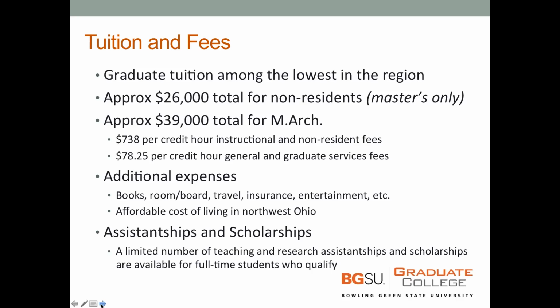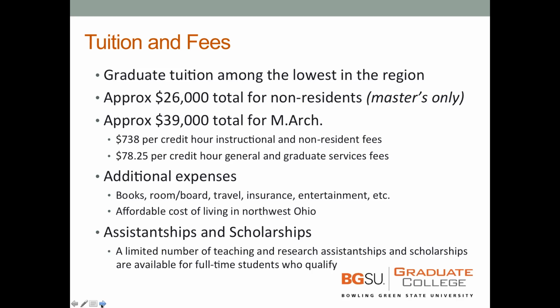For the master's programs, all except for the Master of Architecture, because there's more credit hours required for the Master of Architecture, you would complete the degree for a total cost of about $26,000 US. And for the Master of Architecture, that number would be about $39,000 US. And you can see the breakdown there for per credit hour, instructional and non-res. So it does include, for international students or students from outside of Ohio, $738 per credit hour, as well as $78.25 per credit hour for the general and graduate services fees. And again, you can see the totals there.